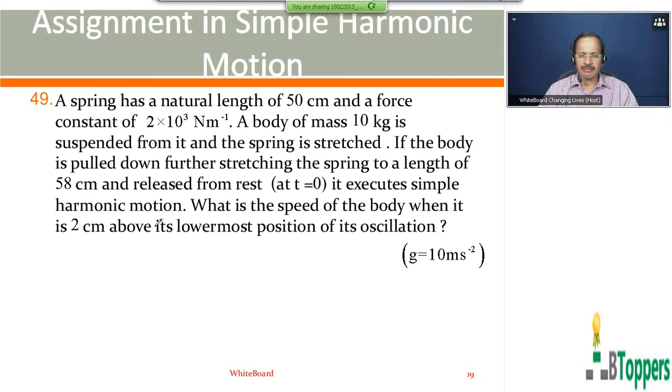What is the speed of the body when it is 2 centimeters above the lowermost position of its oscillation? You have to take G as 10 meters per second square. Come on, take a pause and try the question.